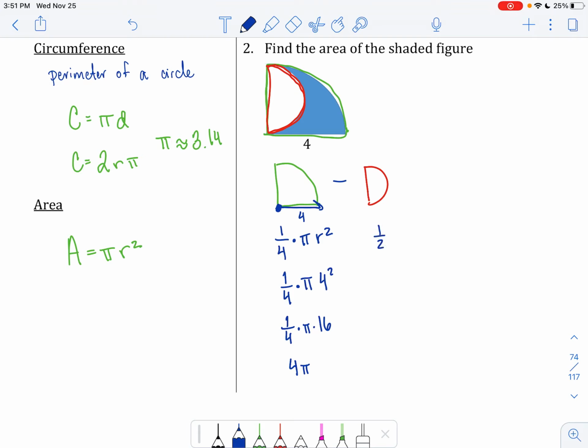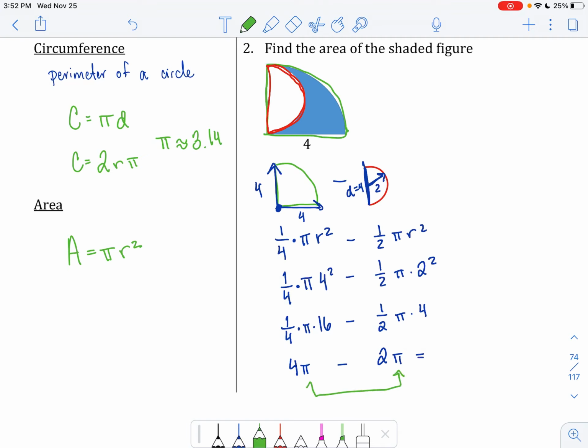Now here, this is half a circle. But here we don't have our radius labeled. What we can say is that we know this is 4, so by a circle, this would also be 4. They're both the radius. So what this tells us in this picture is that the diameter is 4, so the radius is half of that, which is 2. So these are all being subtracted, and then we'll simplify our final answer. So this would be 1/2 pi times 2 squared, which is 1/2 pi times 4. So 2 pi, 4 pi minus 2 pi.